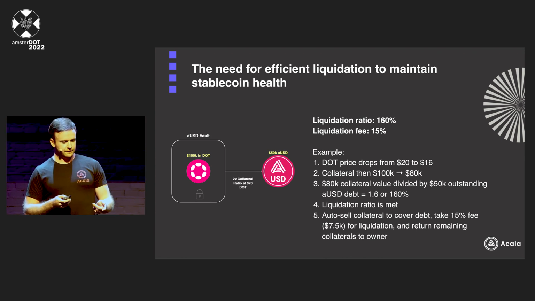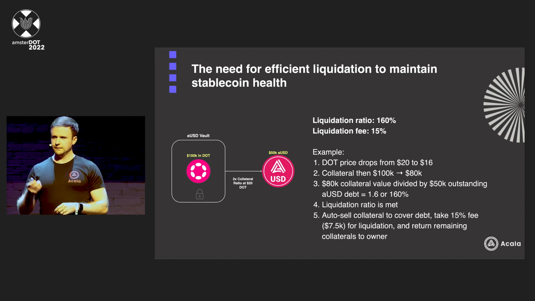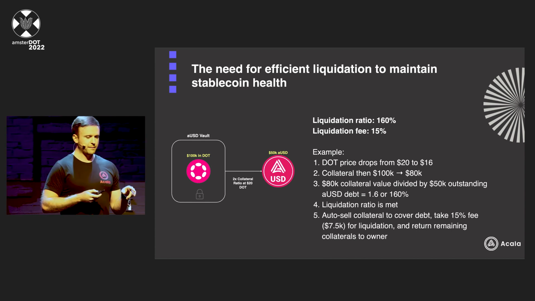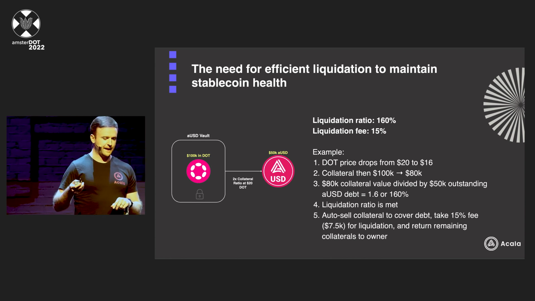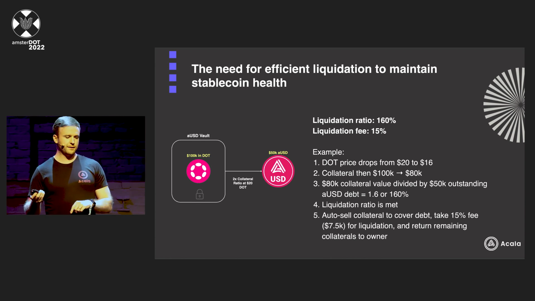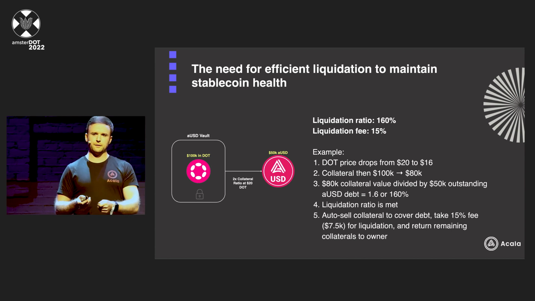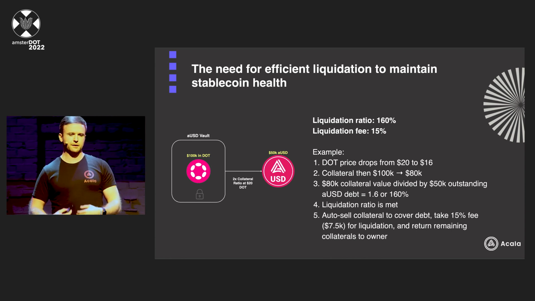In this case, it's perfect. Numbers were updated. So the auto sell happens. This is liquidation, and the 15% is 15% of the $50,000 loan that you took out. So 7.5K is liquidated, and then the remainder of your DOT is returned to you, and your vault is closed.